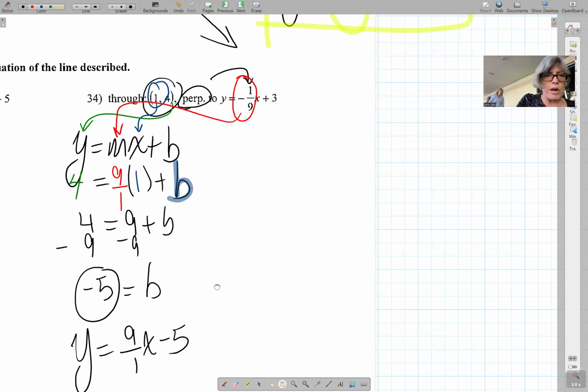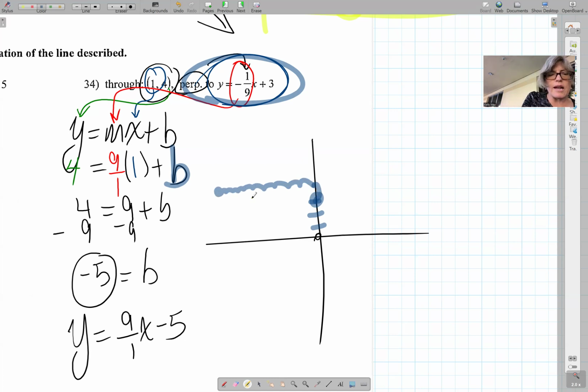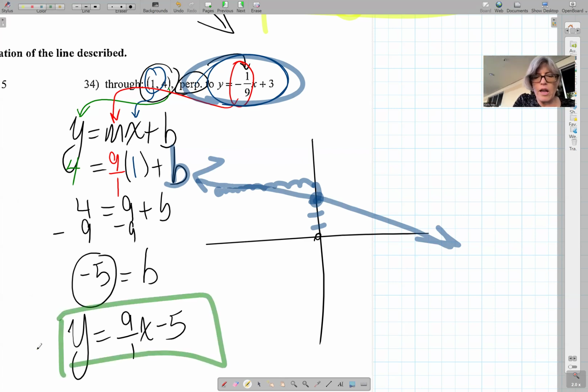Now, just to make sure, what I recommend is you actually graph these lines and see if you're correct. Let's do a quick sketch here. Up 1/9, and it's a negative. 1, 2, 3, 4, 5, 6, 7, 8, 9. This isn't going to be exact, of course. It looks something like this. And this one is going to be negative 5. 1, 2, 3, 4, 5. There we go. Up 9: 1, 2, 3, 4, 5, 6, 7, 8, 9, and over 1.